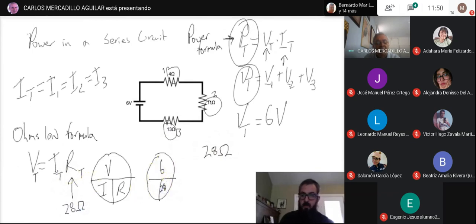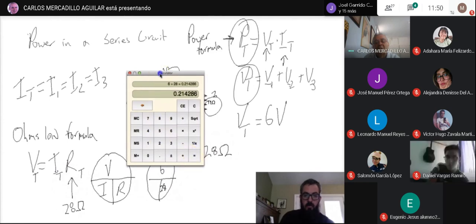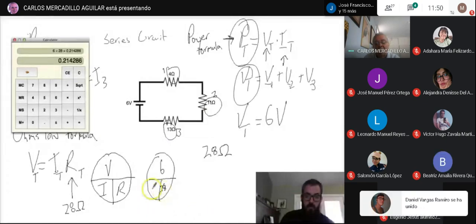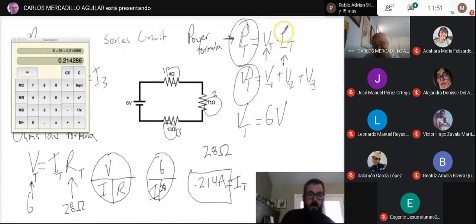So 6 divided by 28, real quick calculation of that. 0.214 is going to be I, right? 0.214. This is 6, right? And that's going to be in amps, right? And this is going to be I total. So now we can plug in that 0.214 there.